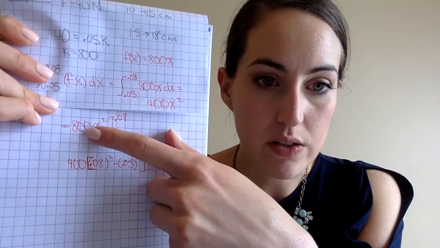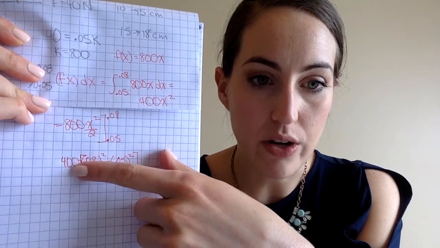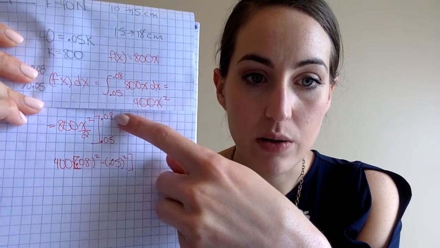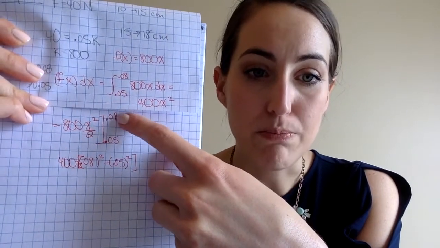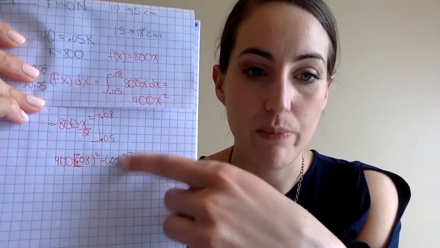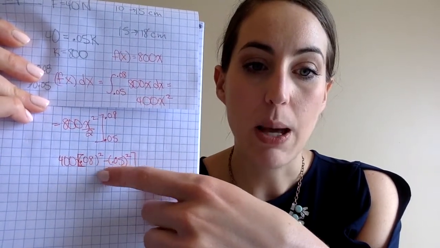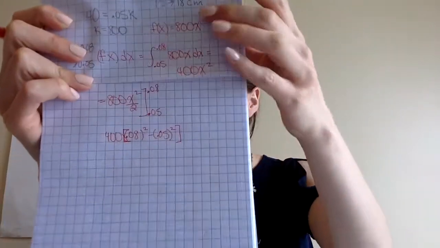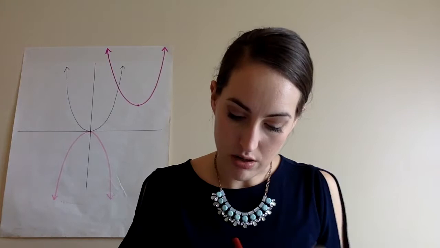we can reduce it. So that's not 800 over 2, it's 400x squared. So x squared, what is 0.05 squared and what is 0.08 squared? Remember, it's b minus a, top minus bottom, big minus small. So 0.08 squared minus 0.05 squared, and then we'll multiply it by 400. Do that in your calculators now.